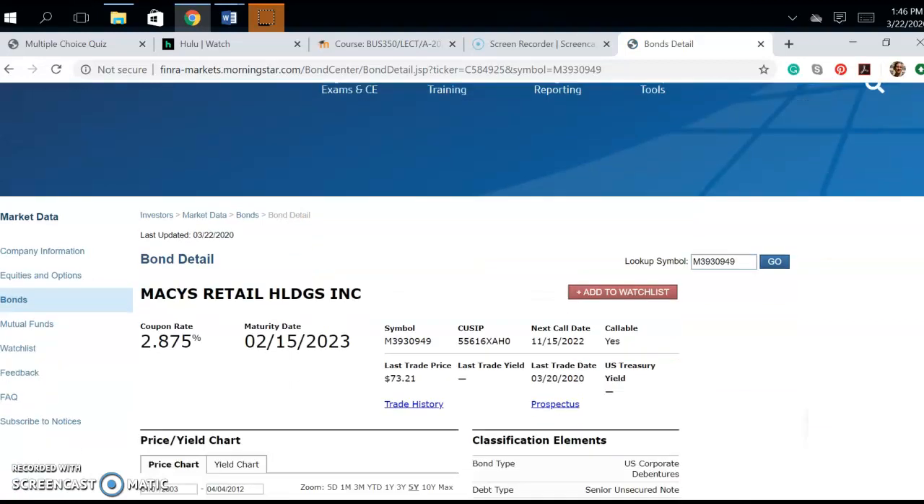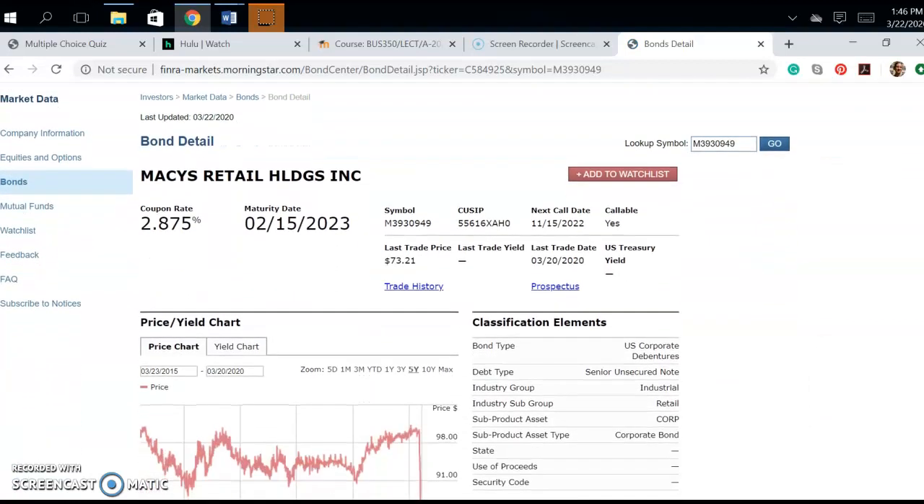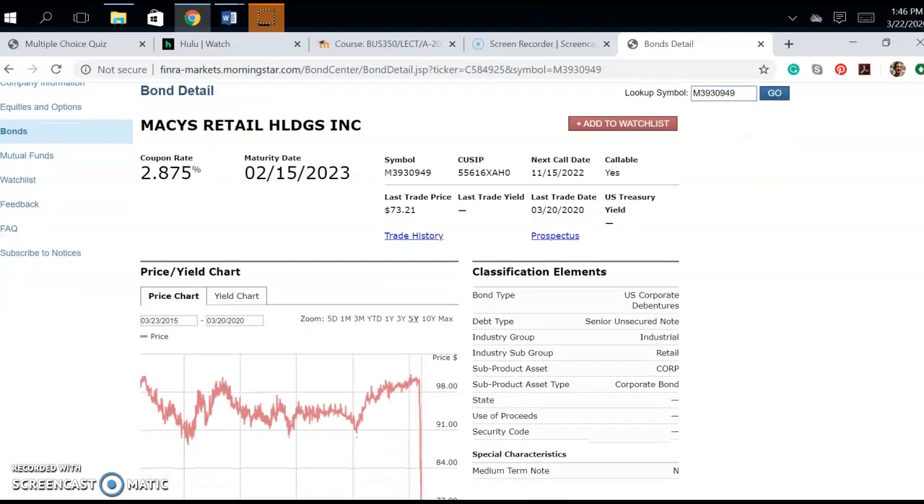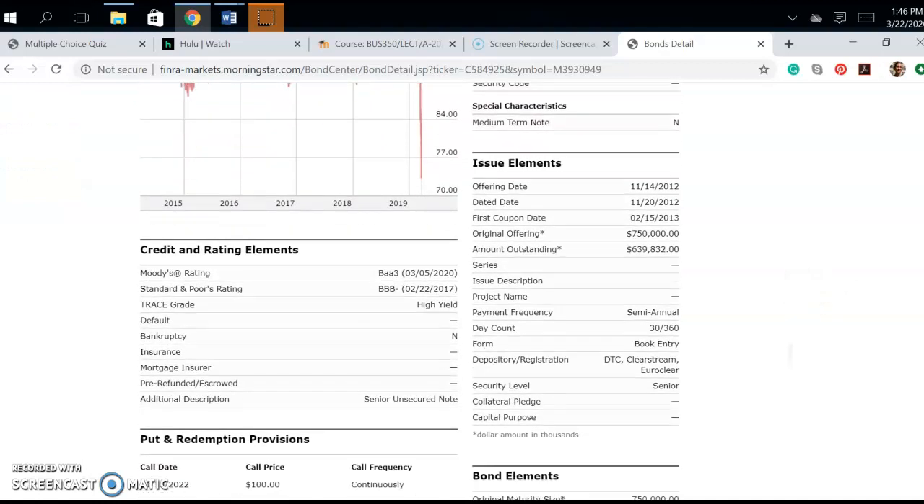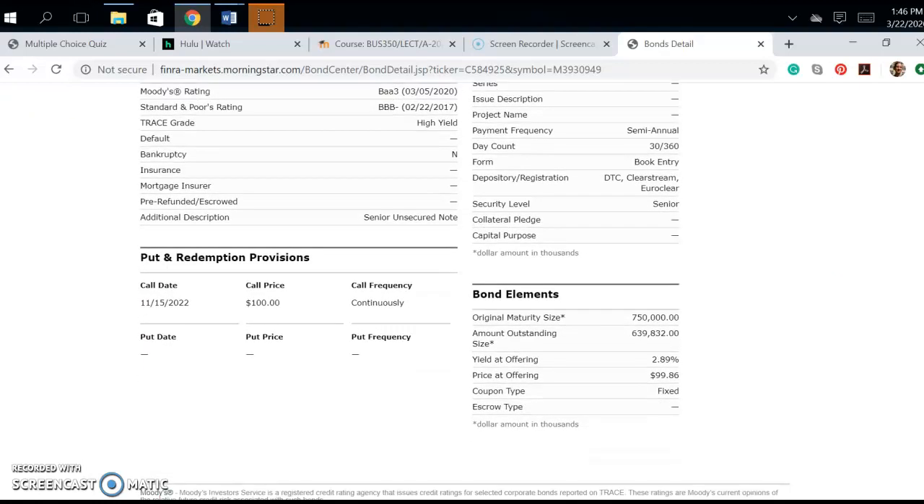Okay, it's going to load it. So this is Macy's coupon bond with a coupon of 2.875%. It's currently selling at 75.21, so that's actually $732.10. This is a regular corporate bond. So it pays interest semi-annually.